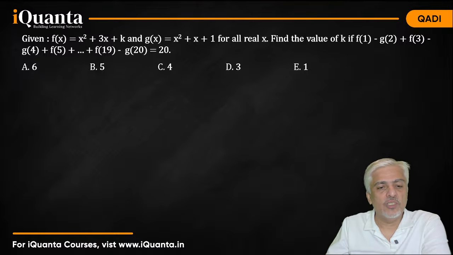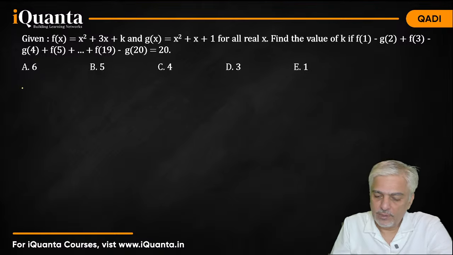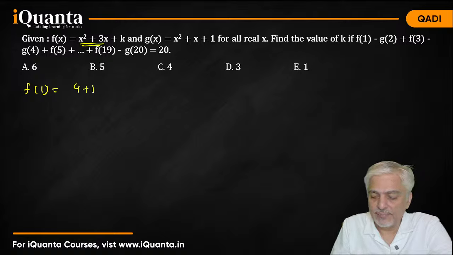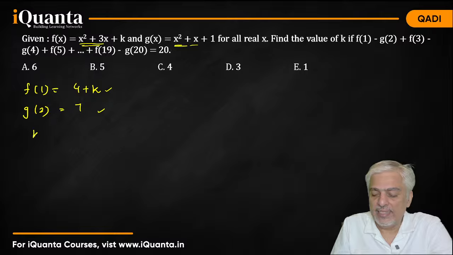What I did was, first I found f of 1. What is f of 1? F of 1 is 1 plus 3, 4, 4 plus k. And then I found g of 2. What is g of 2? 4 plus 4, 8. 4 plus 2, 6, 6 plus 1, 7. And if I subtract these two, I get k minus 3.